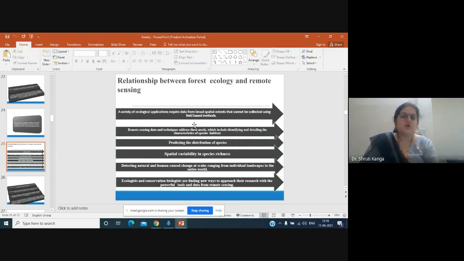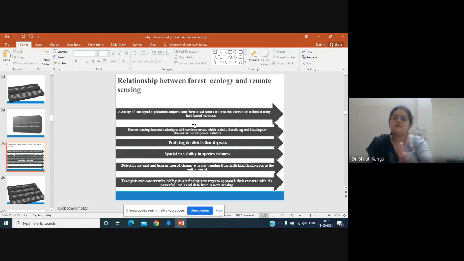So a variety of ecological applications require data sets which are very difficult to collect from the field. These remote sensing satellites are very helpful for the initial level of this. Then the remote sensing data and techniques address these needs, which include identifying and detailing the characteristics of the species habitat. So first, some areas are inaccessible.